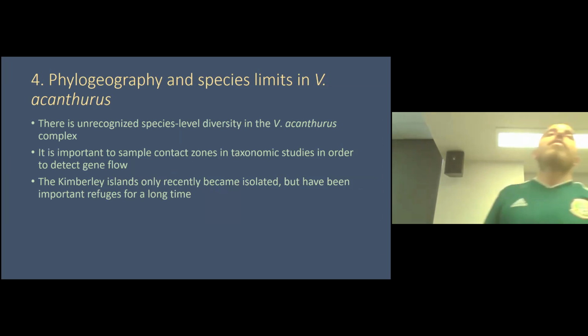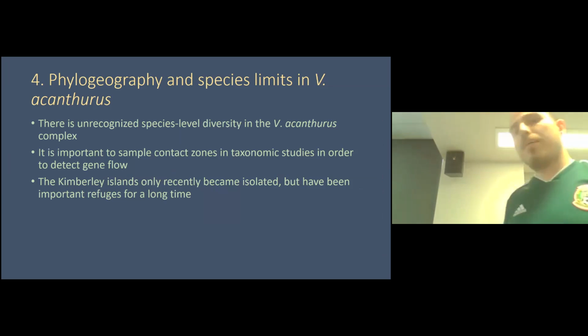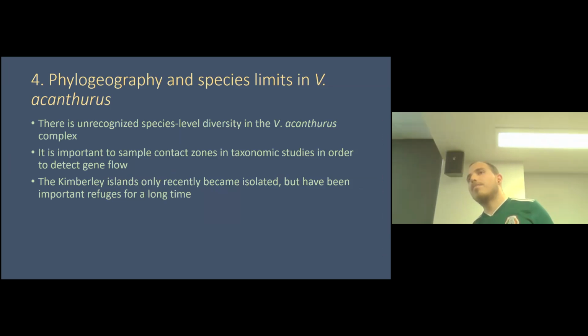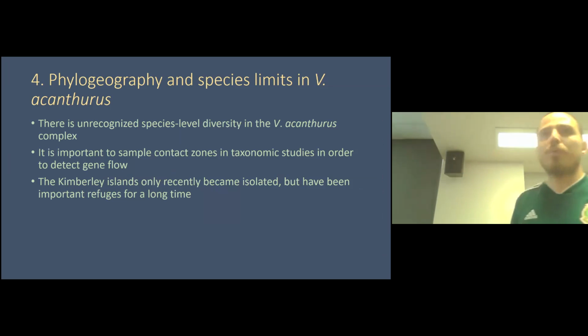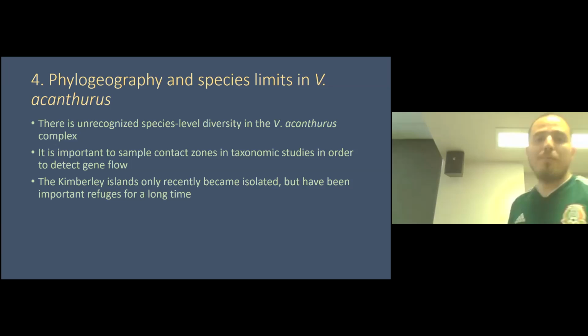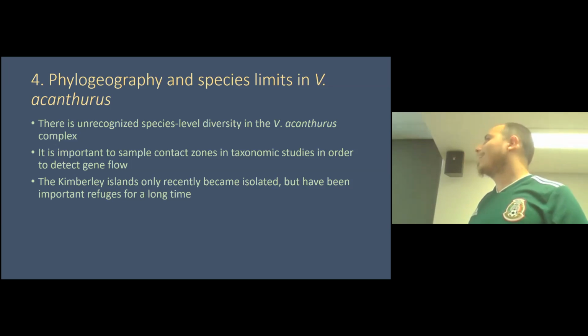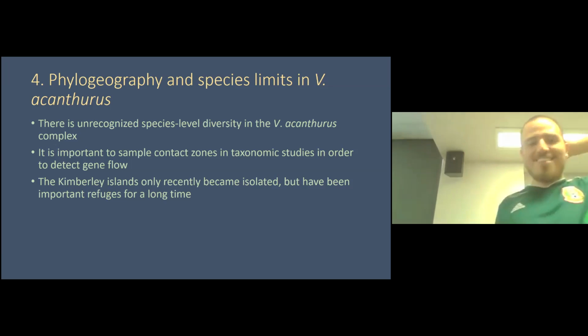So in summary, there is unrecognized species level diversity in the Varanus acanthurus complex. And we show that it's important to sample contact zones so that we can detect any potential gene flow between the populations that we are studying. And that the Kimberley Islands, while they only recently became isolated, have been important refuges for a long time. So that's it. I think I went too fast as usual.